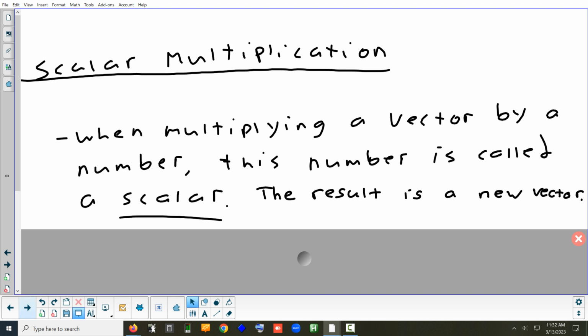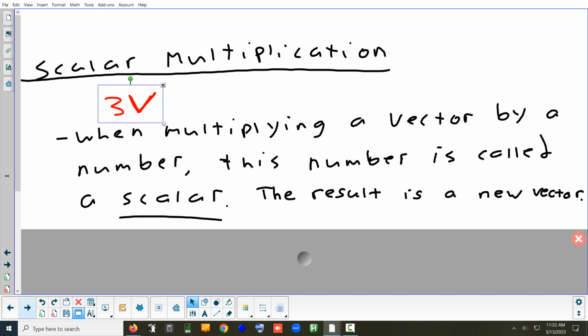And the way that a scalar product would look is if this is a vector and I wanted you to scale it, that's what you would write. Just to be clear, that is not a vector times a vector. That's a scalar times a vector. It's a number times a vector.